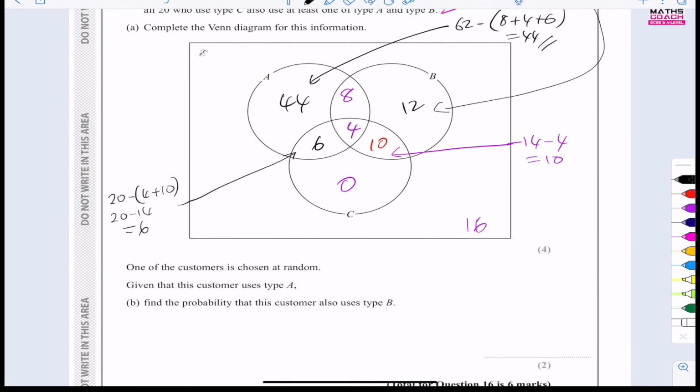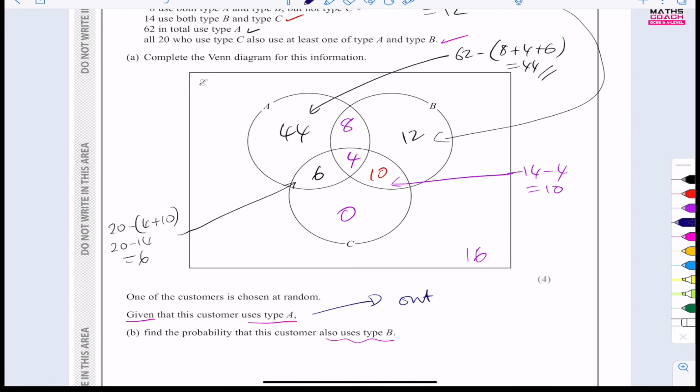Now the question goes on to say, one of the customers is chosen at random. Given that this customer uses type A, find the probability that the customer also uses type B. Now let's just focus on this given here. If something is given to you that, look, this customer definitely uses type A, that means it's going to be out of how many is in A. And what's A out of? A was out of all of that. So it's in here, the customer's in here. And all of that is equal to 62. We were also told that up here. So it's going to be out of 62 people. All right, so wherever the probability fraction is, it's going to be out of 62.